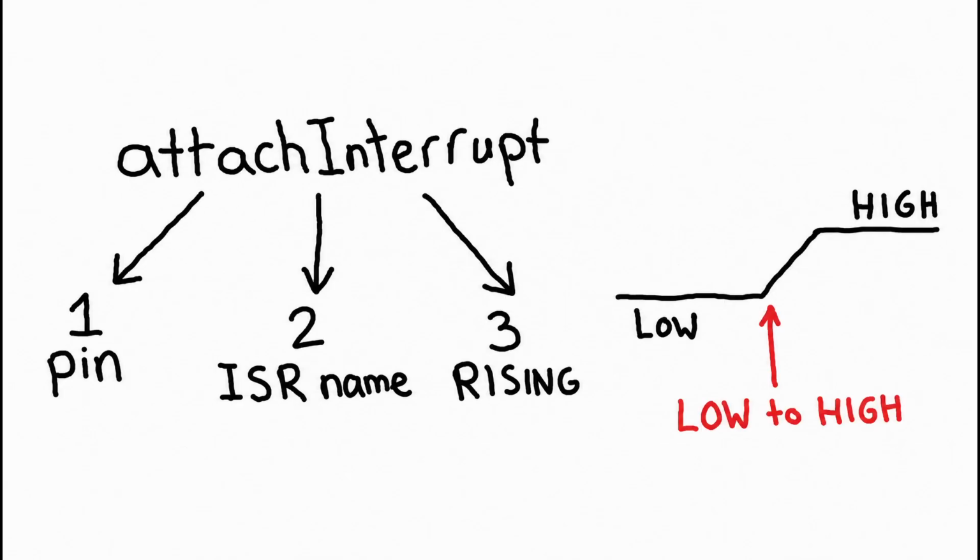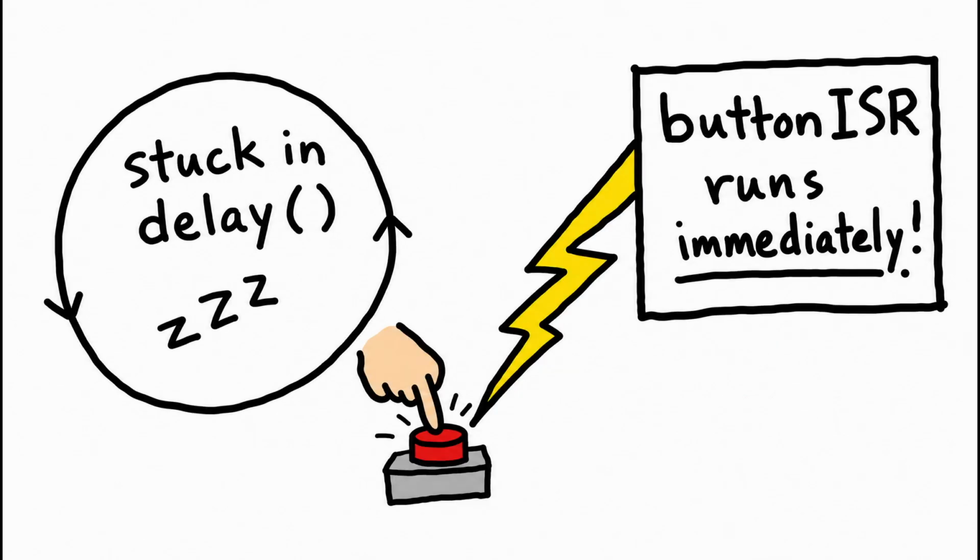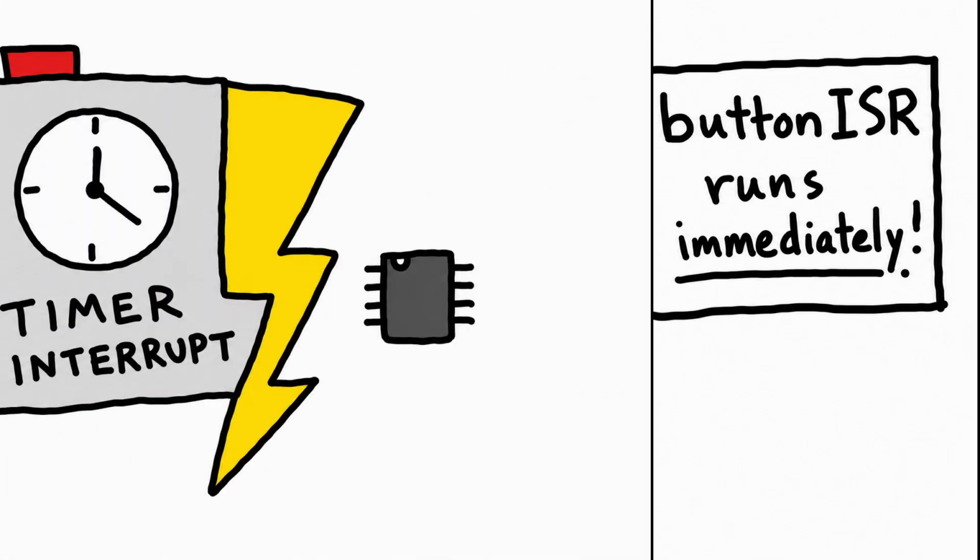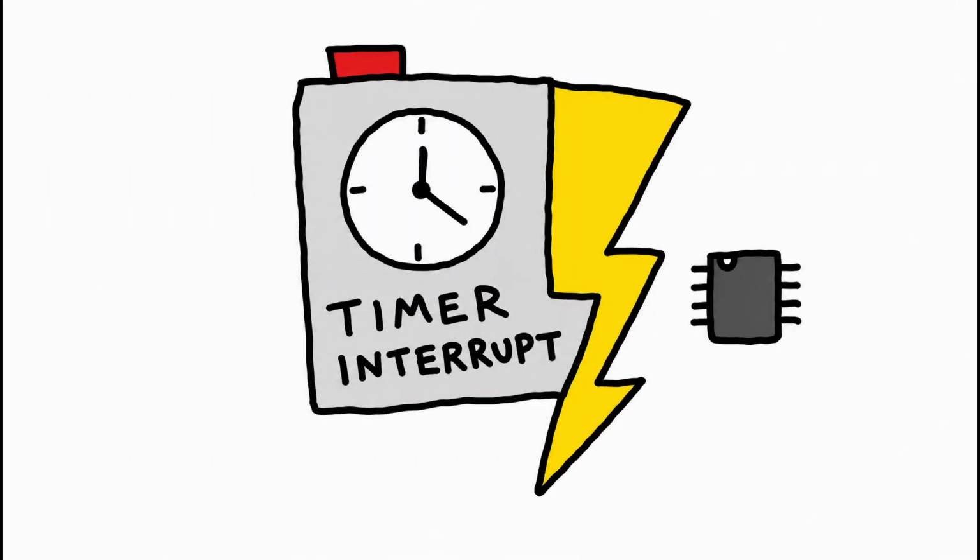Attach interrupt takes 3 arguments: the interrupt pin, the name of your ISR, and the trigger mode. Rising means it fires when the pin goes from low to high, which is exactly when a button is pressed. Now, no matter what your loop is doing, even inside a delay, the moment that button is pressed, button ISR runs immediately.